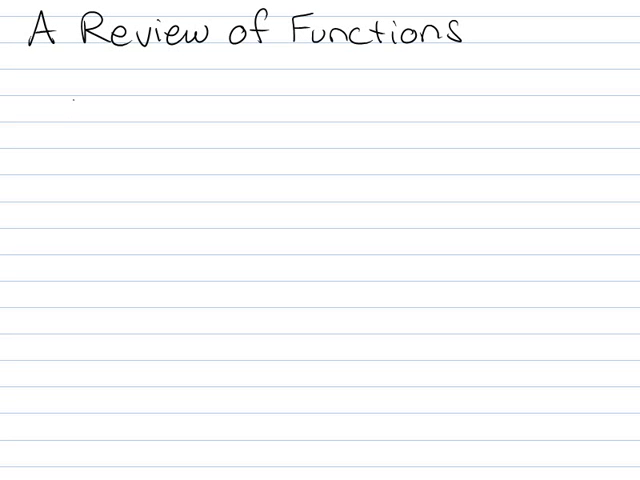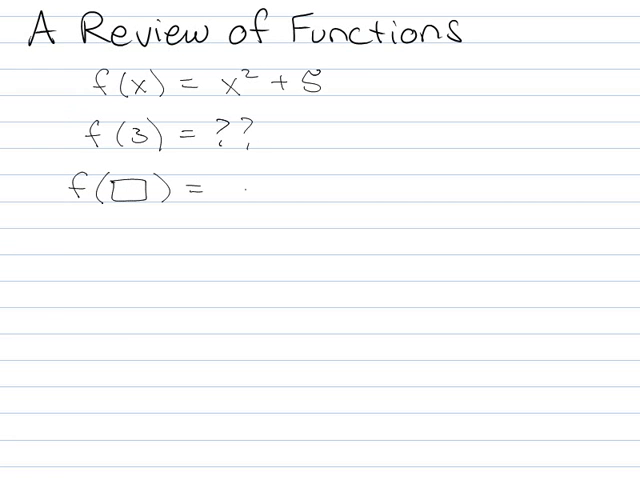Here we're going to do a quick review of functions. For example, if I have f of x is equal to x squared plus 5, how would I find, say, f of 3? What's important to remember in function notation is this is really like f of box would be equal to box squared plus 5. So f of x is equal to x squared plus 5.